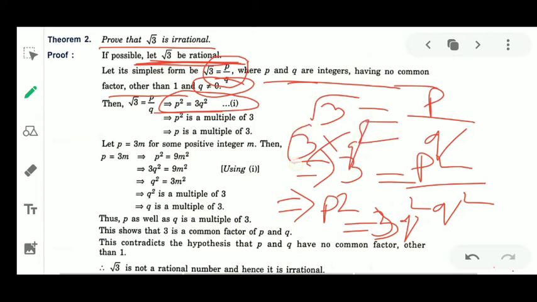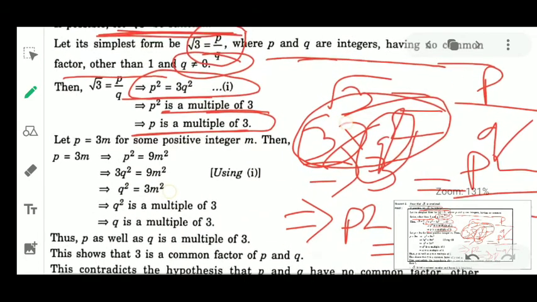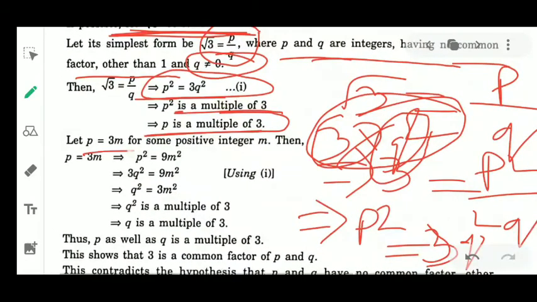Okay, so p square is a multiple of 3. Any number multiplied by 3 gives us a multiple of 3. That's why p square is a multiple of 3 and p is also a multiple of 3. Now we can write p equal to 3m. Here m is an integer and p is a multiple of 3. That's why you can write p equal to 3m.